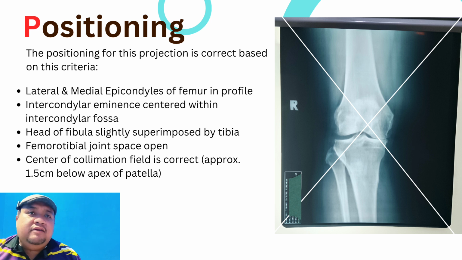Now look at the femorotibial joint space. It's open and symmetrical. This tells us the central ray was directed properly and the knee was in a neutral position. Finally, we look at the center of the collimation field. It is approximately 1.5 centimeters below the apex of the patella, which is the correct centering point for this projection. So overall, all the key landmarks are in the right place. This means the positioning for this AP radiograph is accurate and meets diagnostic standard.